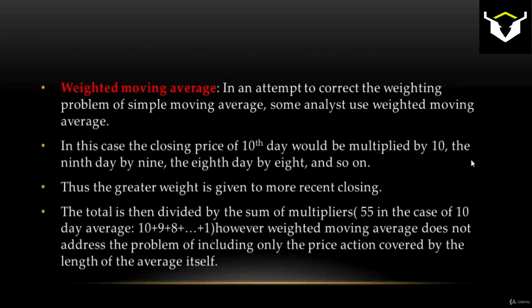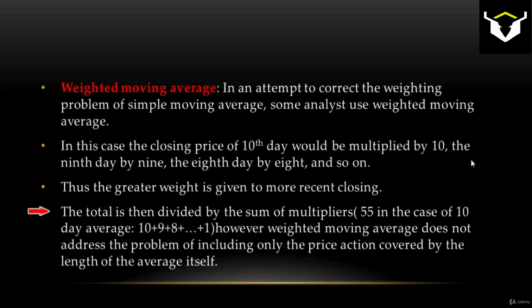Next is an evolution of simple moving average, that is the weighted moving average. In an attempt to correct the weighting problem of simple moving average, some analysts used weighted moving average. In this case, the closing price of the 10th day would be multiplied by 10, the 9th day by 9, the 8th day by 8, and so on. Thus, greater weightage is given to more recent closings. The total is then divided by the sum of multipliers, 55 in the case of a 10-day average.